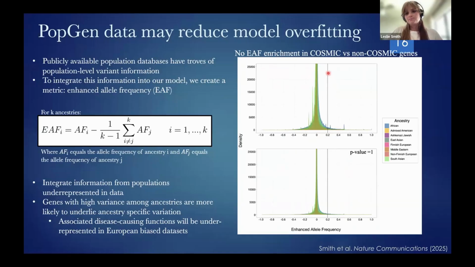And we also have this threshold here at 0.2. In our method, which I'll talk about on the next slide, we're targeting variants above that threshold because we hypothesize that genes that have variants that are different between ancestries are more likely to be underrepresented and not caught in single ancestry models.